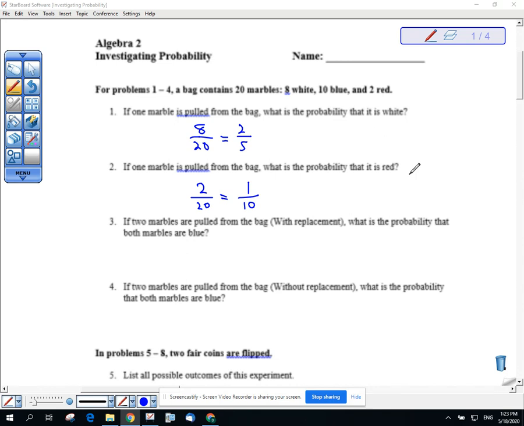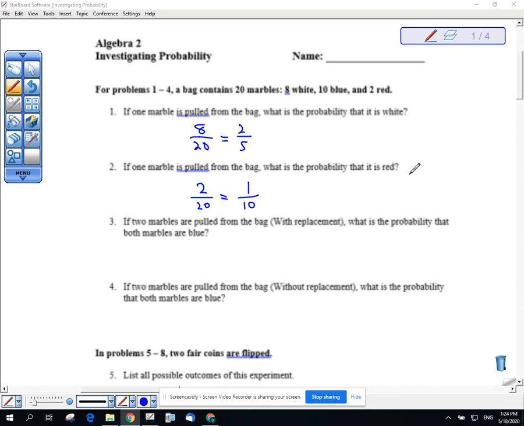As a decimal, that would be 0.4. As a percent, that would be 40%. Those are acceptable answers too, unless, of course, we say what form your answer should be in. If we say answer in the form of a simple fraction, you would have to say 2/5. If we said answer as a percent, 40% would be the answer. The next one: if 1 marble is pulled from the bag, what is the probability that it's red? That would just be 2 out of 20 or 1/10.